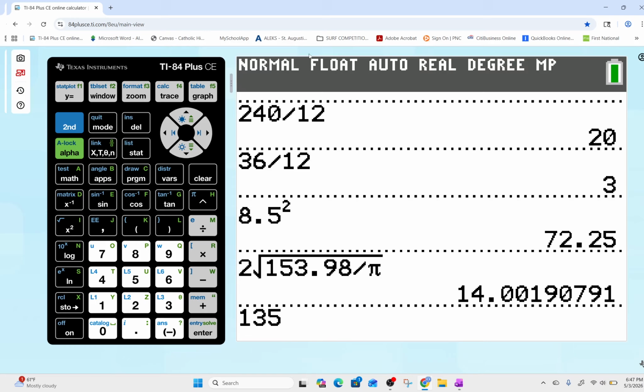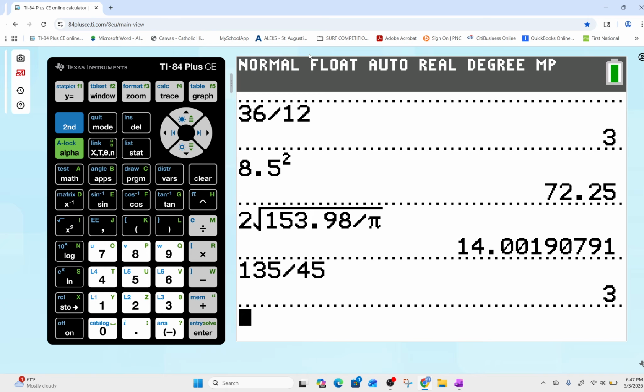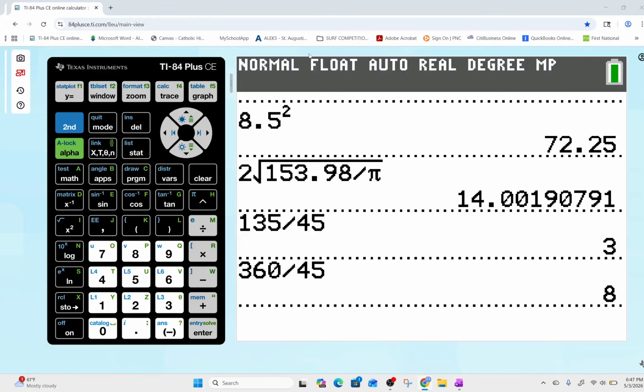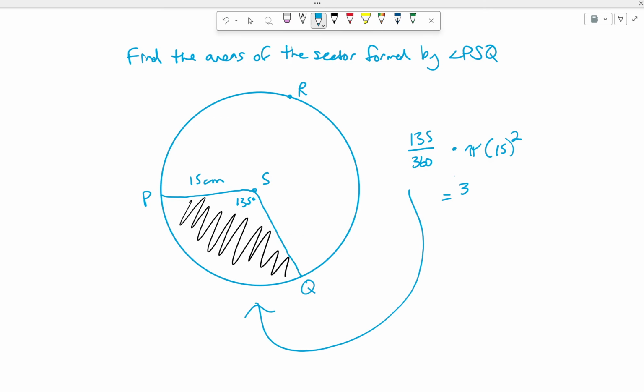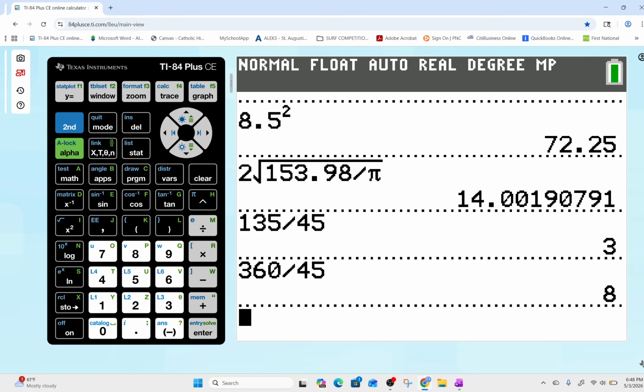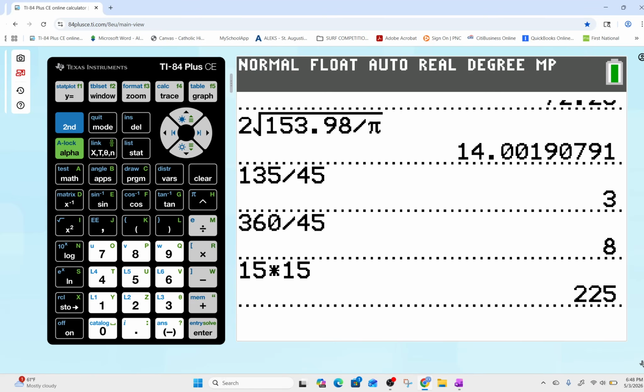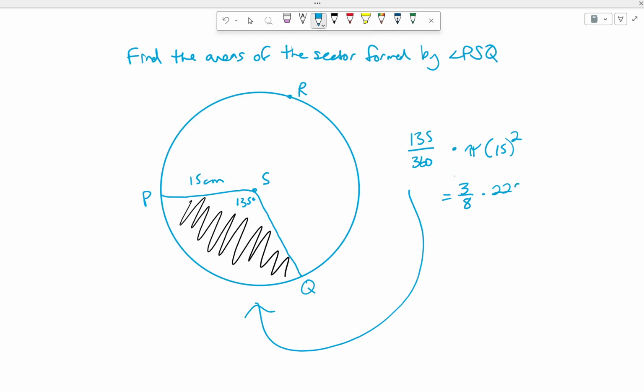135 is divisible by 3 for sure. So let's see here. 135 divided by 45 is 3. Okay, and we have 360 divided by 45. That guy's 8. So this guy's 3 over 8. So 3/8 times 15 squared, which is 225. Right? So 225 pi. And then we keep going.